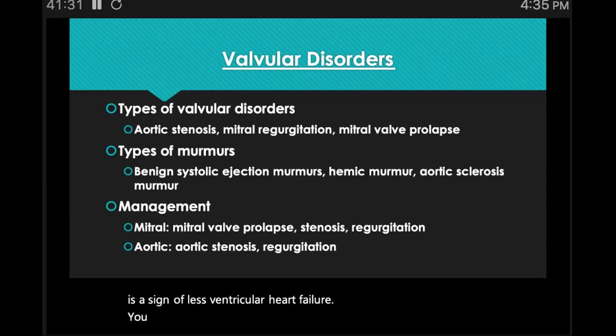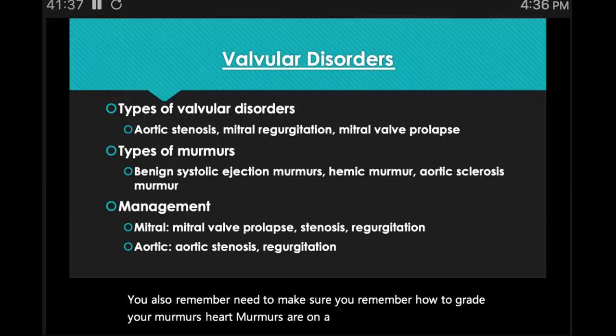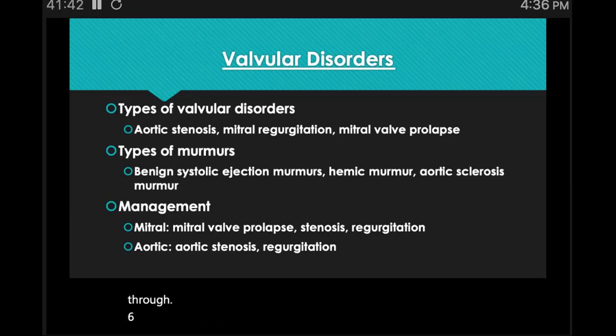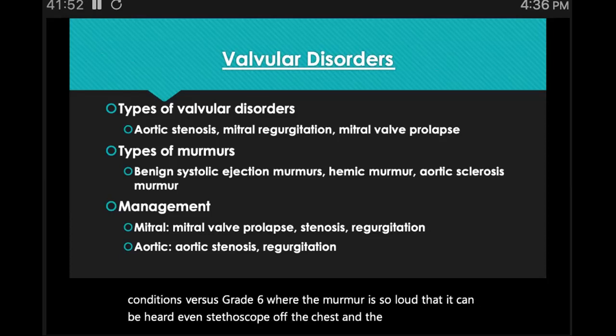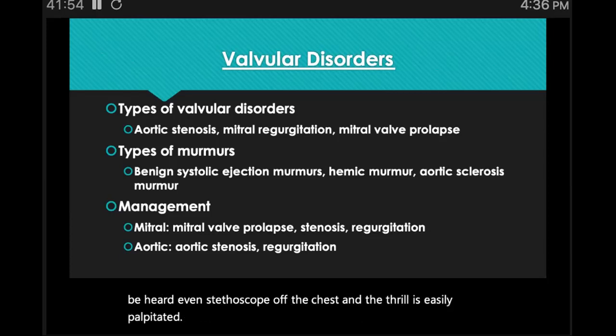You also need to make sure you remember how to grade your murmurs. Heart murmurs are on a grading system, grades 1 through 6. Okay, grade 1 being a very soft murmur heard only under optimal conditions, versus grade 6, where the murmur is so loud that it can be heard even with the stethoscope off the chest and the thrill is easily palpable. Okay.